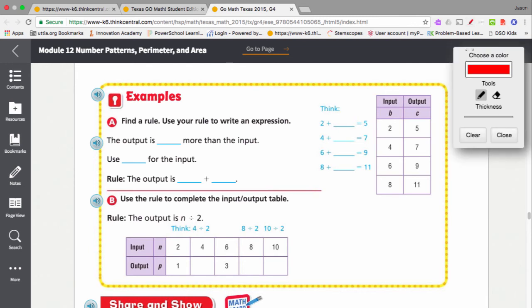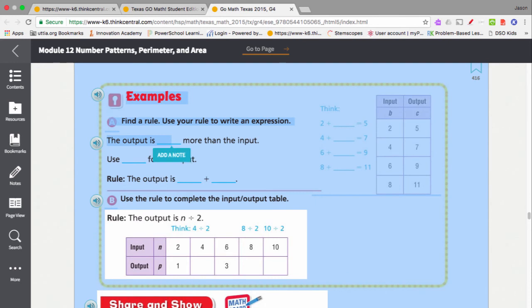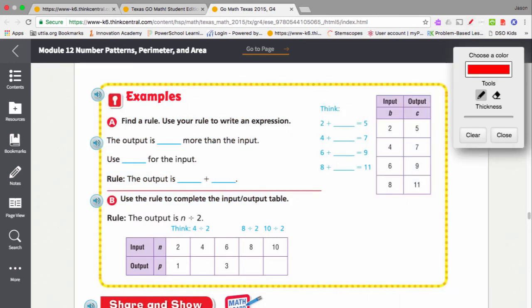So we see that the rule is that the output is always 3 more than the input. So we're going to create a variable b for the input, and the output c is b plus 3. And we can fill out a table the same way.